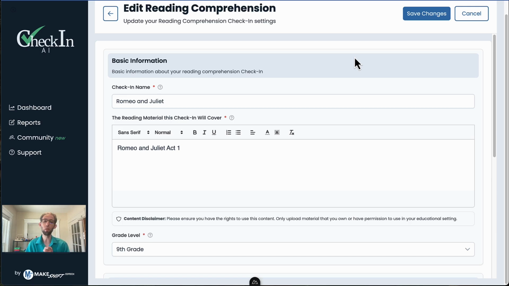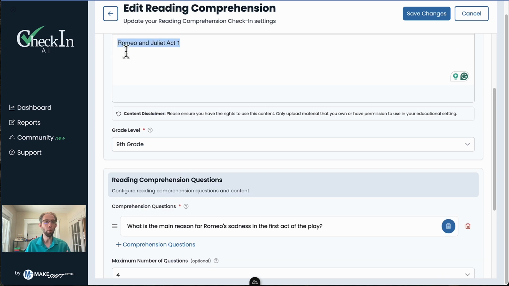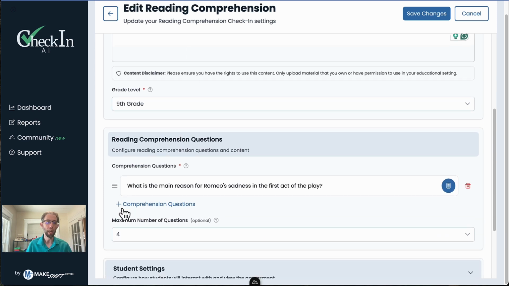So this is a special check-in type and check-in AI called reading comprehension. And in here, you can put the name of a book or a play, or you can copy and paste actual text. And that's what the entire conversation will focus on. And again, you put in reading comprehension questions. So in this case, we have Romeo and Juliet, Act 1, and what is the main reason for Romeo's sadness in first act in the play?